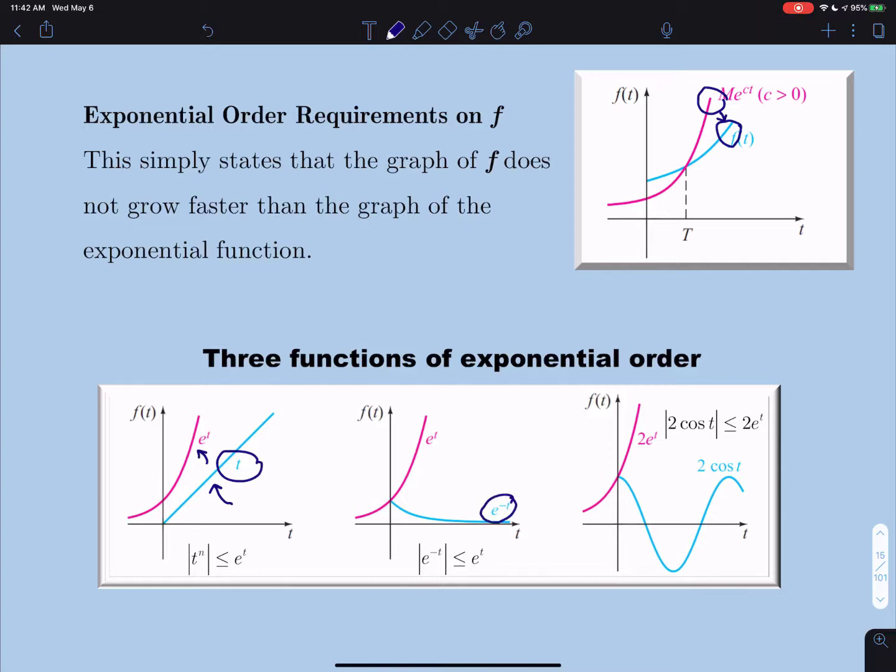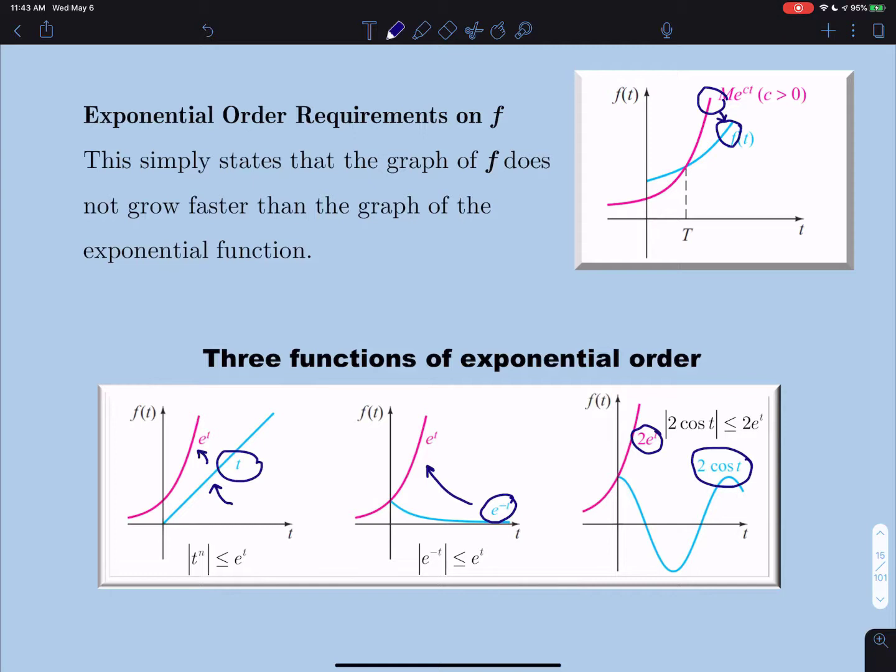e to the minus t. Again, you see it's being overpowered by e to the t. e to the t is stronger, so that's okay. Cosine of t is okay because again it's weaker than e to the t. It's bounded by that, so e to the t, if it's negative, will suppress it. So these are all known as exponential order functions.